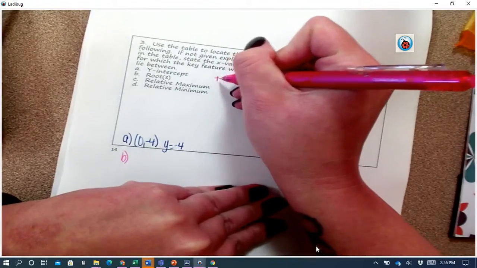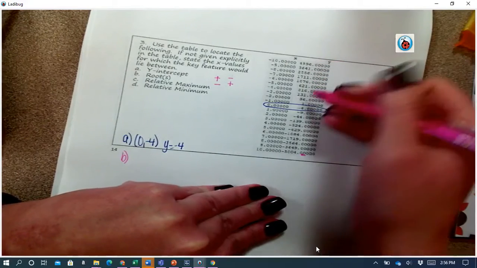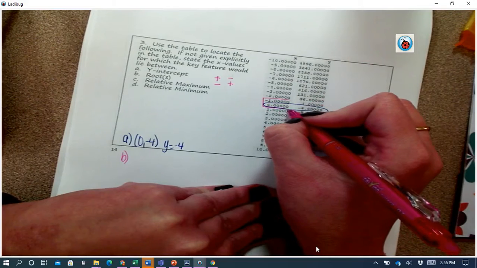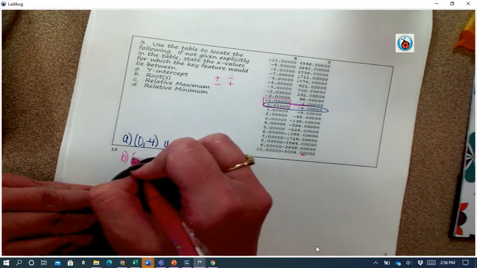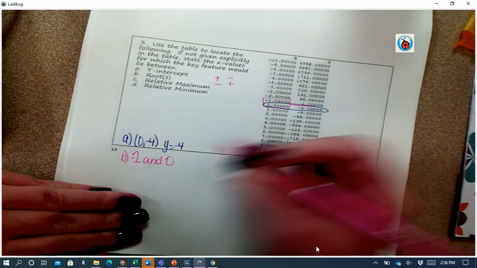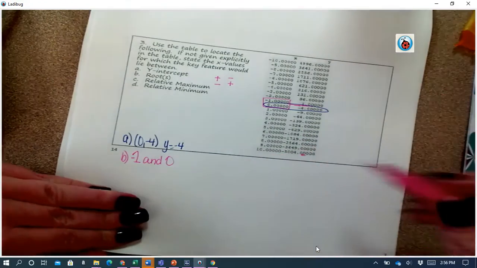So if you can't find it, you're going to want to look for a sign change. So if it goes from positive to negative or negative to positive, all positives, these change signs, which means in between here, right between -1 and 0, there would be a root. Negative, negative, negative, negative. They all stay negative, so there'll only be one root.